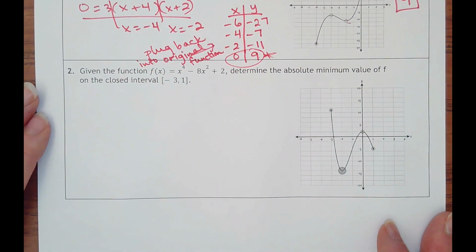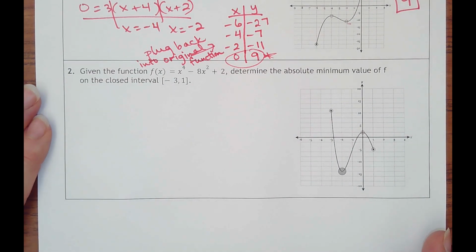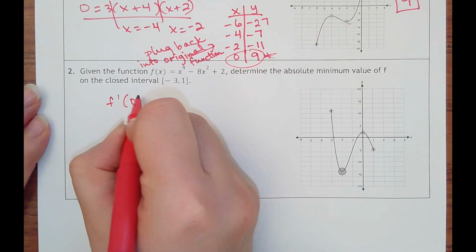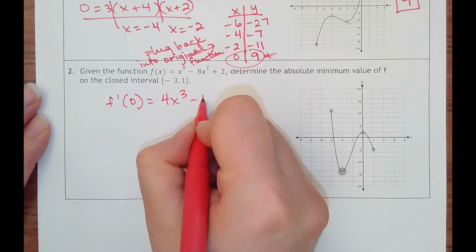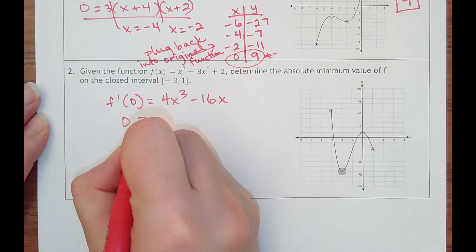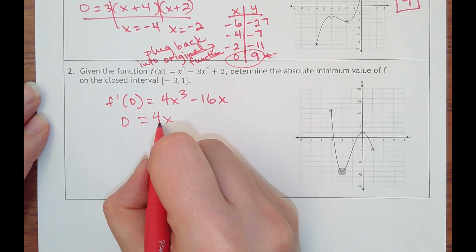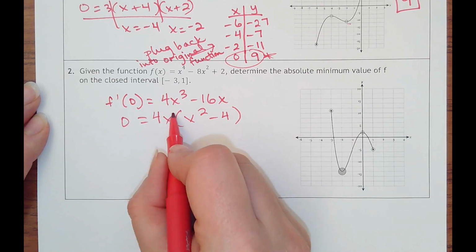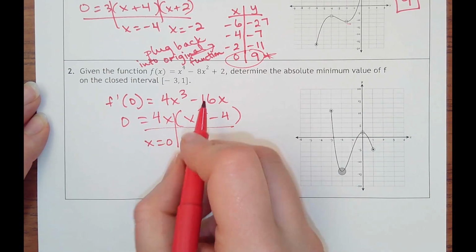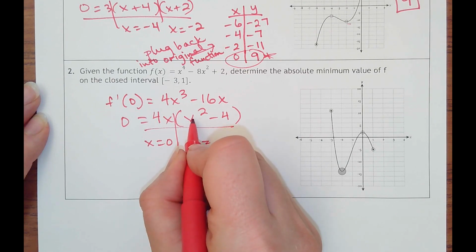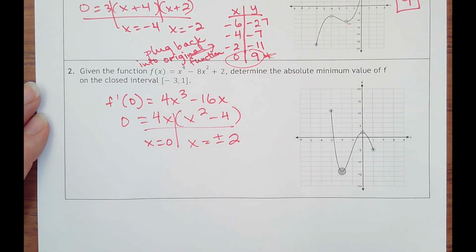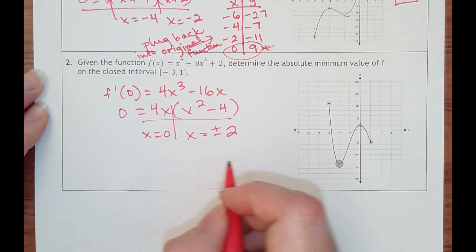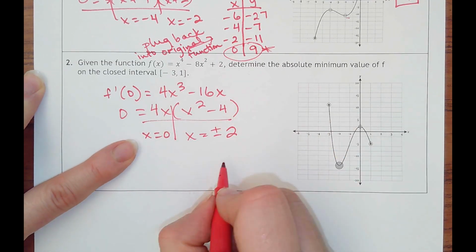Number 2, given the function, again, determine the absolute min on the closed interval -3 to 1. So we would want to take the derivative to find the critical points. Factor, once you set it equal to 0, take out a 4x, that would be x squared minus 4. This is a difference of squares, but I'm going to go ahead and just solve it. So I know I'm adding 4, square rooting it, so that's positive and negative 2, because 2 squared is 4 minus 4 is 0, and -2 squared is 4 minus 4 is 0. Okay, so these are all options along with the endpoints.